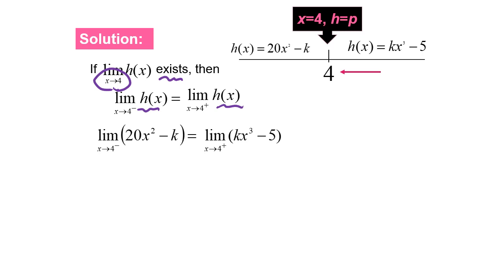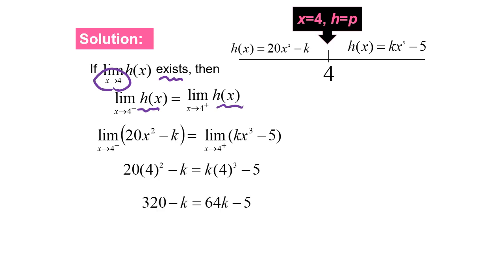Now we just need to substitute the value of 4 into the equations. So we have 2 times 4 squared minus k equal to k multiplied by 4 cubed minus 5. So calculate everything and rearrange so that k will be the subject. So what is the value of k? So we have k equal to 5. So we finish the first part of the question.